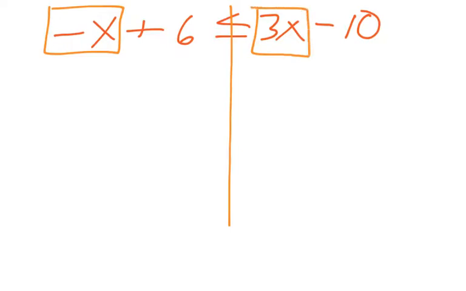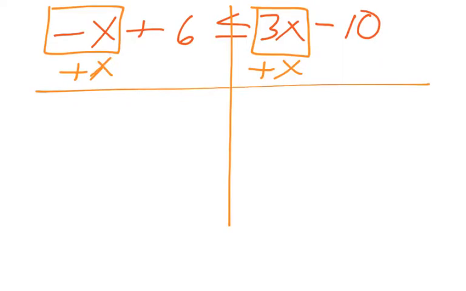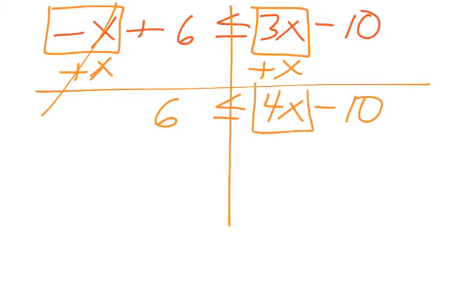So now we have to get our variable terms on the same side. So the smaller one is actually that negative x. So I'm going to add that to both sides. But please keep in mind, if you wanted to, you could have subtracted 3x from both sides. So we have 6 is going to be less than or equal to 4x minus 10. And now we have to get the 4x by itself. It's a two-step inequality. Add 10 to both sides.